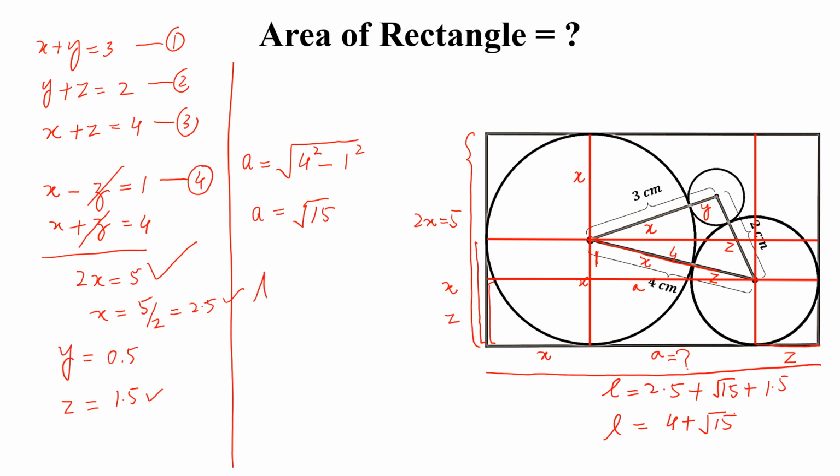Now the area is equal to 5 into 4 plus square root of 15. If we simplify this, this is equal to 20 plus 5 square root of 15. And this is the required answer.